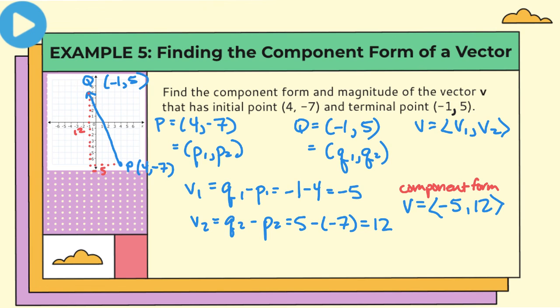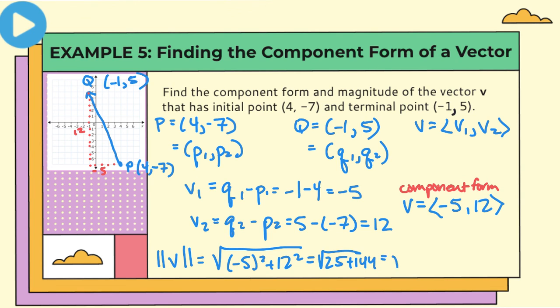Now we need to find the magnitude of V. So here we can write this as the magnitude of V equals the square root of -5 squared plus 12 squared, which is 25 plus 144, square root of 169, and that is 13. So the magnitude is 13.